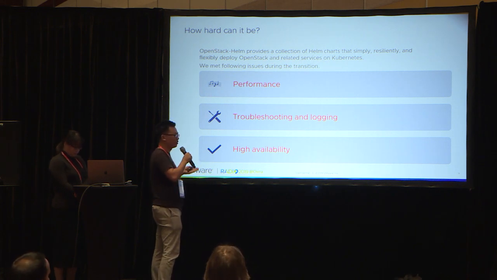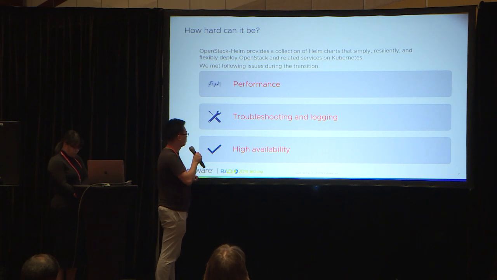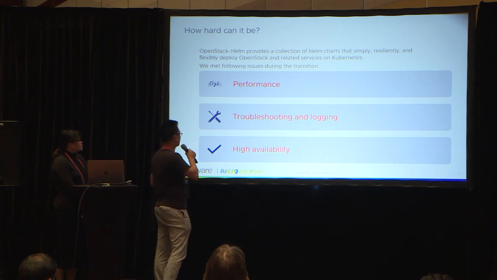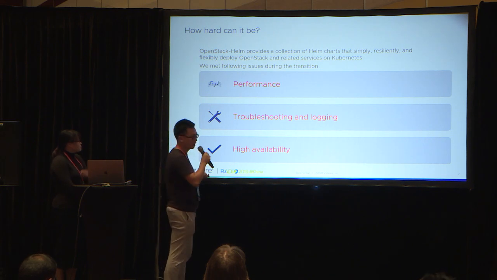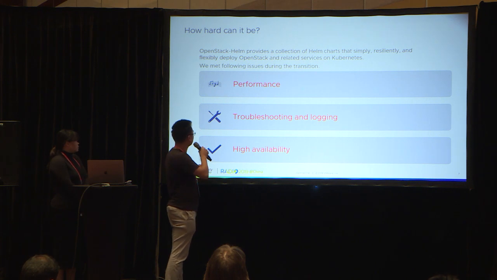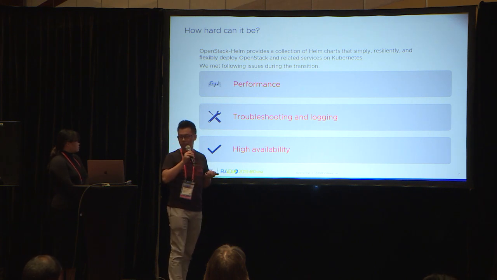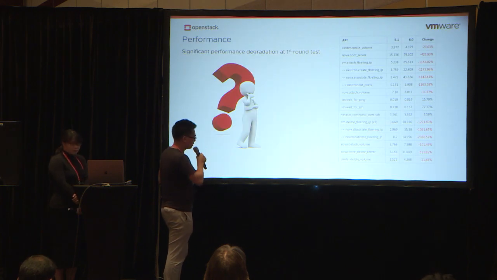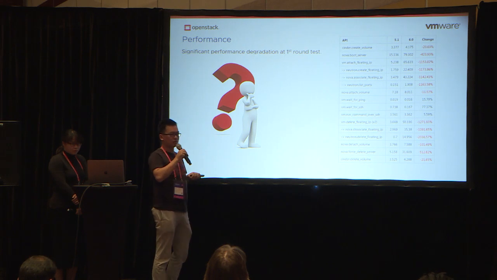However, during the full migration, we did meet some very important and critical issues, especially in these 3 areas: performance, troubleshooting and logging, and high availability. I will go through the performance quickly, and my other 2 colleagues will go through the remaining topics. So this is the first round of test results of Rally.